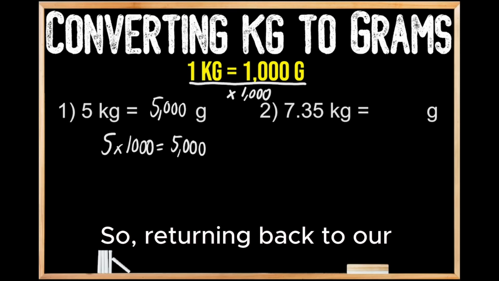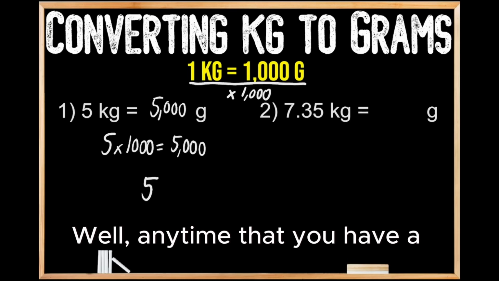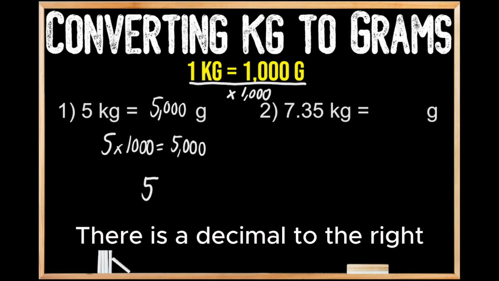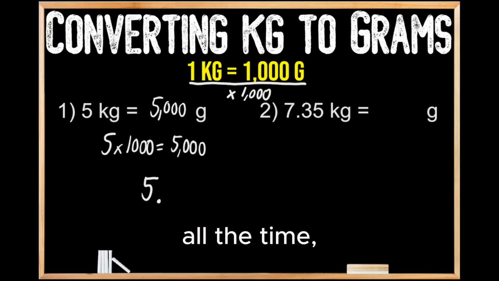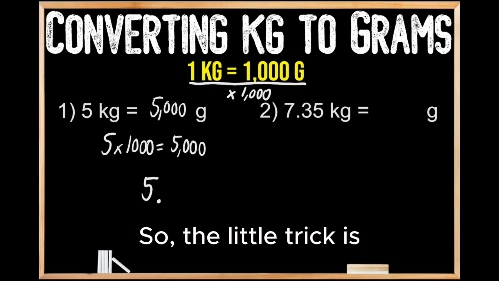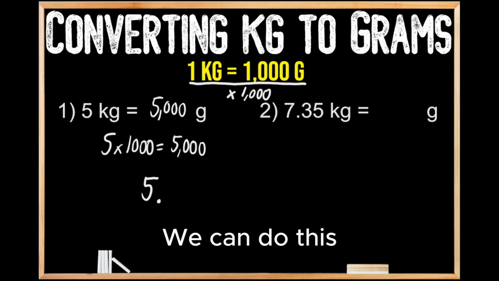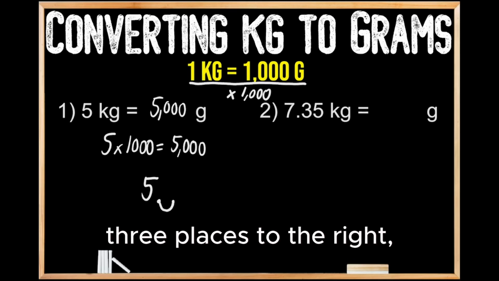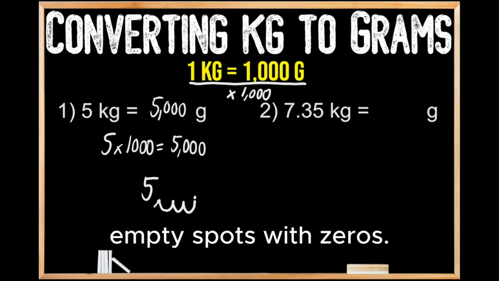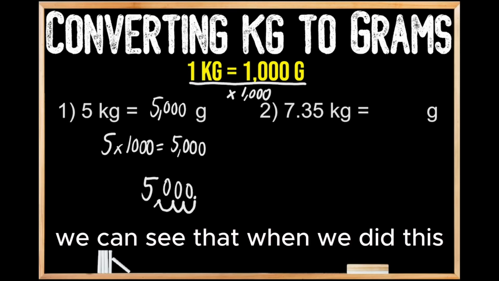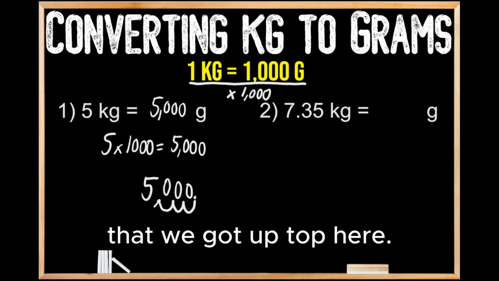So returning back to our first question, we started out with 5 kilograms. Well, anytime that you have a whole number, there is a decimal to the right of the whole number. We typically just don't write it because it's not necessary all the time, but it is there. So the little trick is, whenever we're multiplying something by 1,000, we can do this by simply moving the decimal place 3 places to the right and then filling in the empty spots with zeros. So in this case, we can see that when we did this, it gives us the same answer of 5,000 that we got up top here.